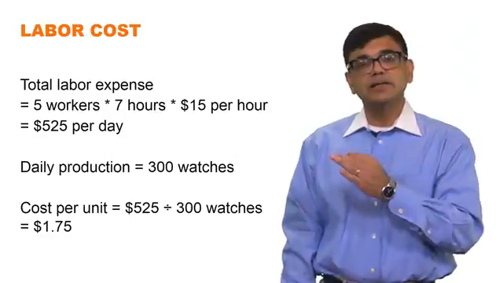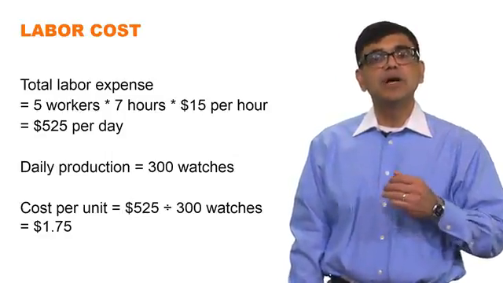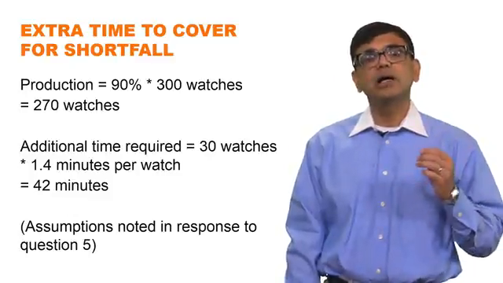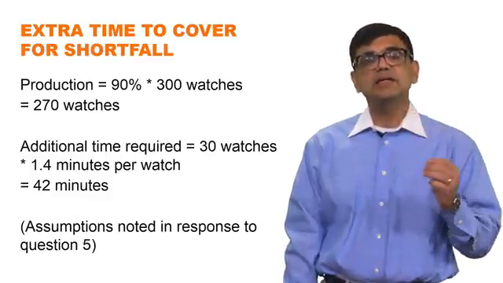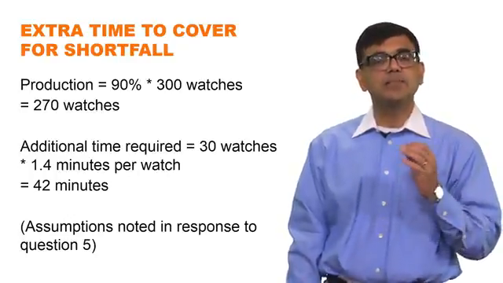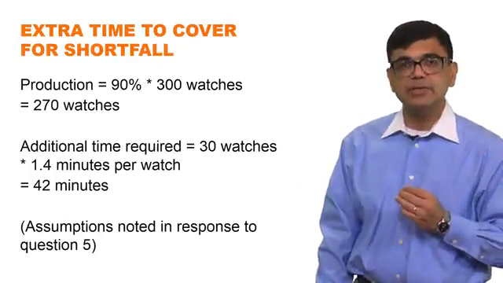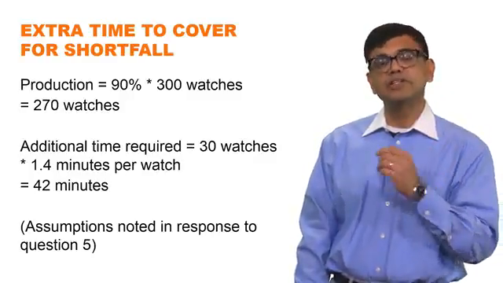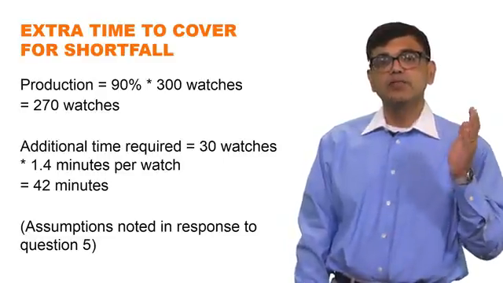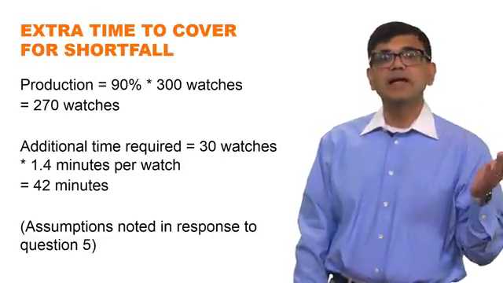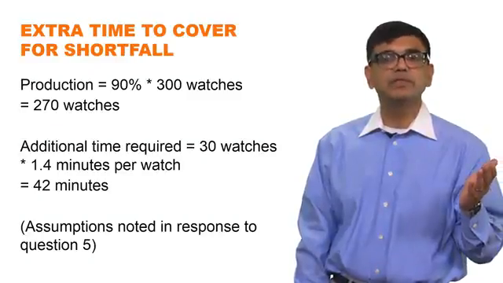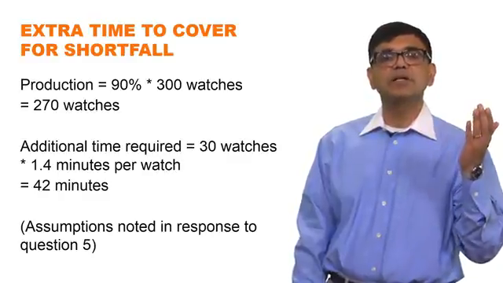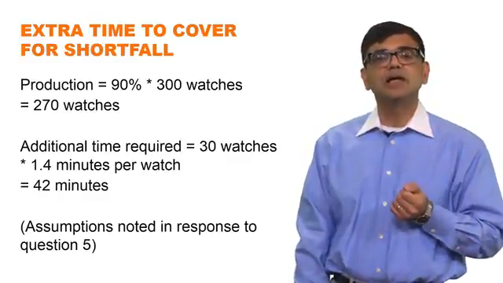Now, the next part of the assignment asked you about there being a shortfall. So there's a 90% shortfall in the production, and this can be taken in 2 different ways based on 2 different assumptions that you can make. So let's start with one viewpoint, and then we'll get to the second viewpoint. First, if you think about it in terms of 90% of production being achieved, in the 7 hours, 90% of production was achieved. So in the 7 hours, there were 270 watches that were assembled.